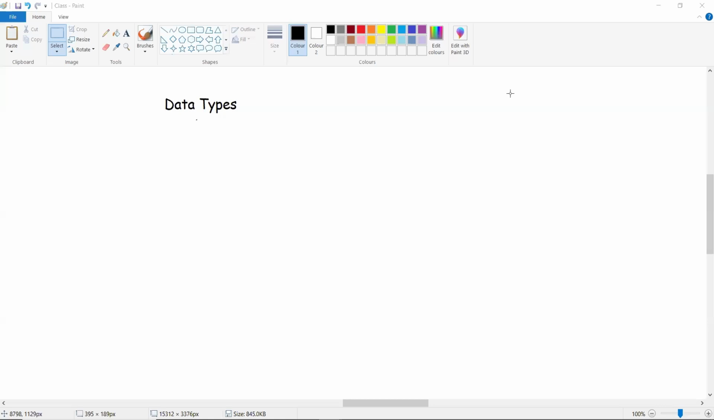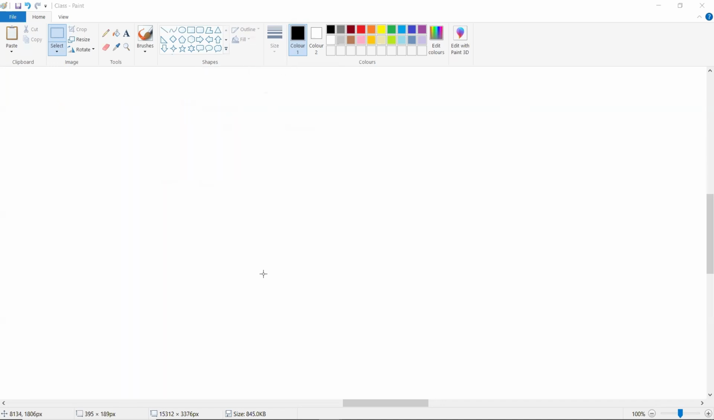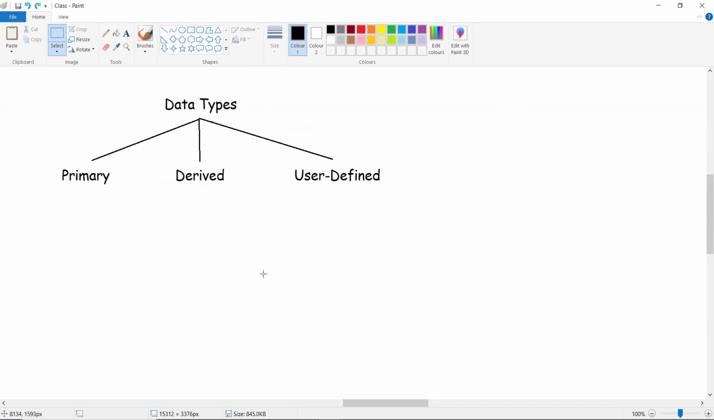Hello guys, welcome back. In the previous video, we have understood what data types and variables are about. We have seen some small examples of how a variable and a data type work together. Now let's try to explore something more about data types. So basically there are three different types of data types: primary, derived, and user defined.